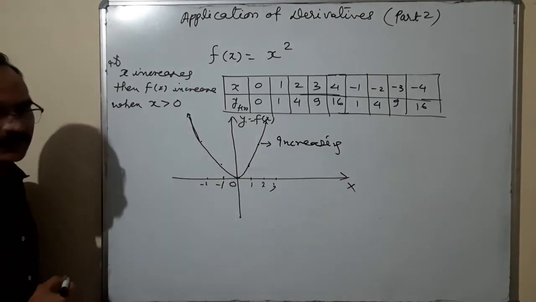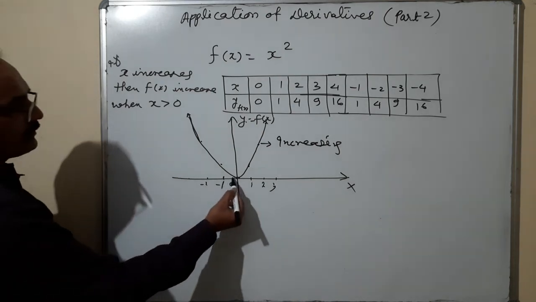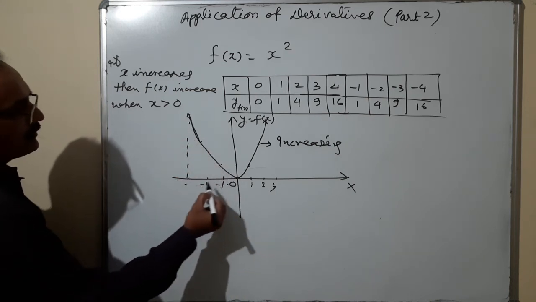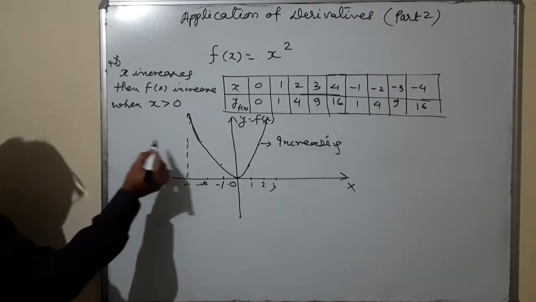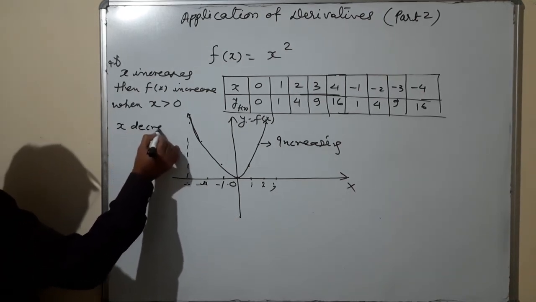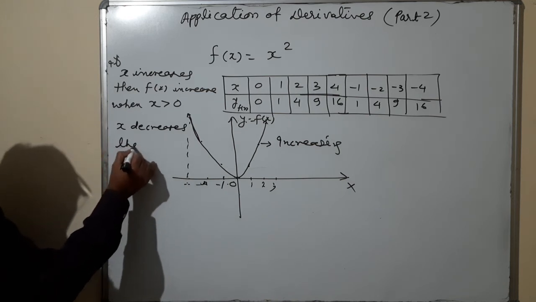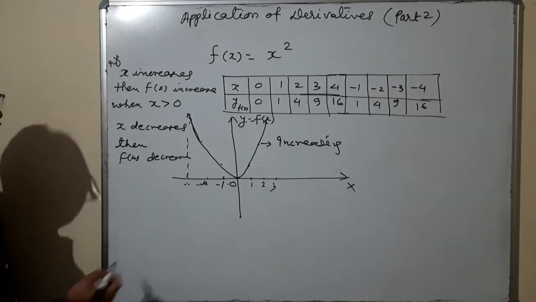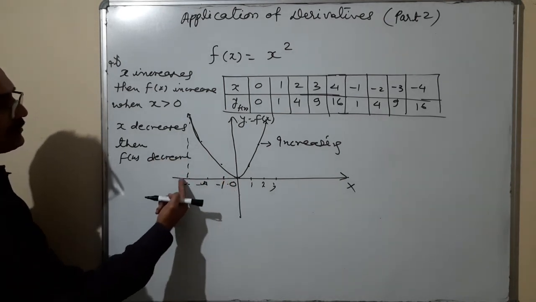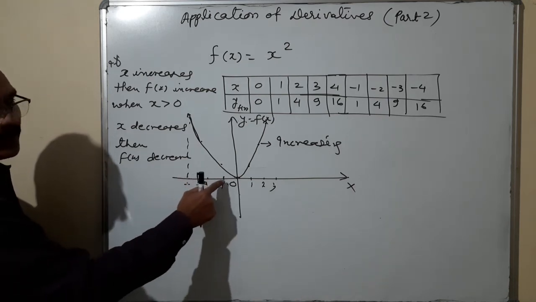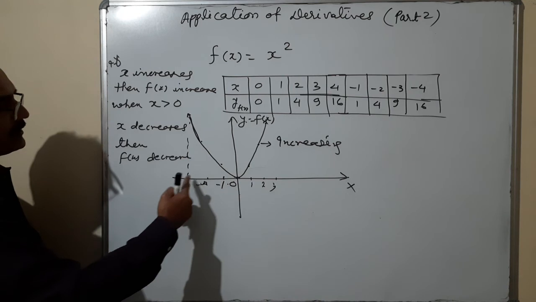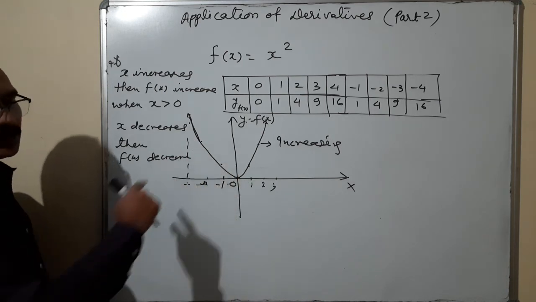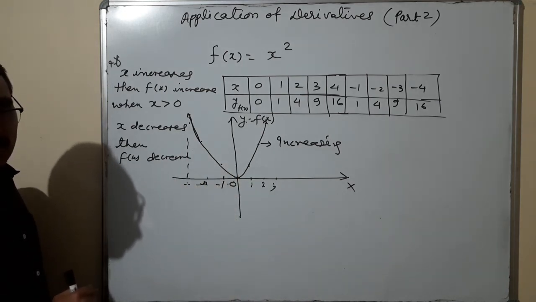Now I'll go to the left hand side. Here x is on the left hand side: minus 1, minus 2, minus 3. Here x decreases, then f of x decreases? The value of x goes from minus 2, minus 1, to 0. The value of f of x goes 4, 1, 0, like that. So when x increases, does f of x increase or decrease?